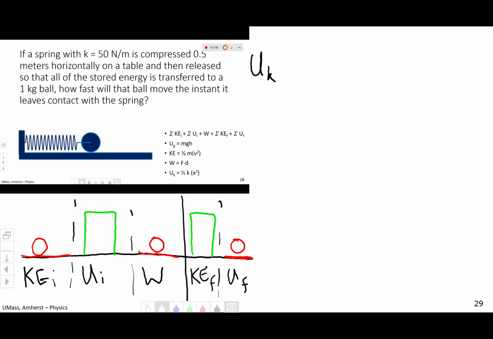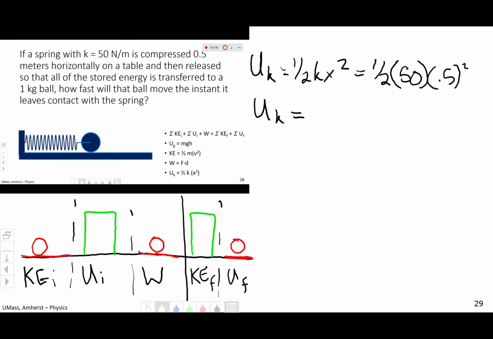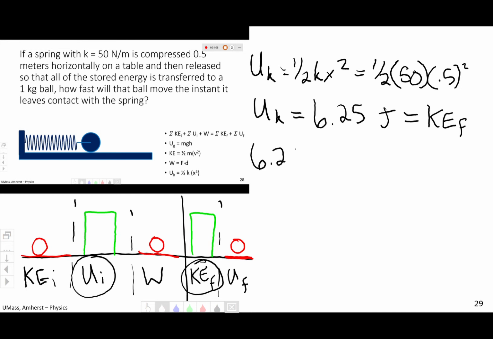That means that if we calculate U_K equals 1/2 kx squared, that is 1/2, k is 50, x is 0.5, all squared, giving us a spring potential energy of 6.25 joules. Since the potential energy initial must equal the kinetic energy final, this must equal KE final. So 6.25 joules must equal 1/2 mv squared.